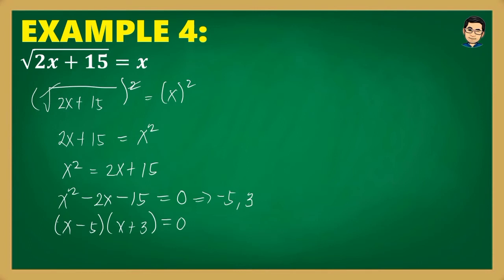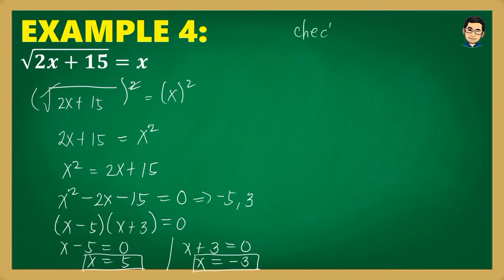And then, we equate each term to 0. So, magiging x minus 5 equals 0. And then, x plus 3 is equal to 0. And then, so, magiging x is equal to 5. Yung kabila naman, magiging x is equal to negative 3. So, you can see, dalawang values of x ang ating nakuha. 5 tsaka negative 3. Now, we will check our answers.